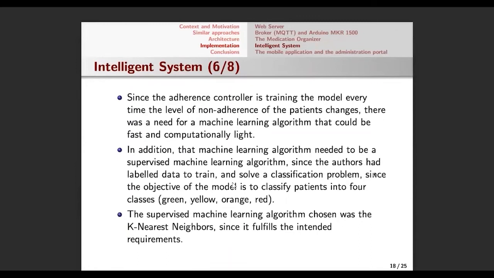Since the adherence controller is training the model every time the level of no adherence of a patient changes, there was a need for a machine learning algorithm that could be fast and computationally light. In addition, that algorithm needs to be a supervised machine learning algorithm, since the authors add labeled data to training, and solve a classification problem. Specifically, the objective of the model is to classify patients into 4 classes: green, yellow, orange, and red. The supervised machine learning algorithm chosen was k-nearest neighbors, which fulfills the intended requirements.